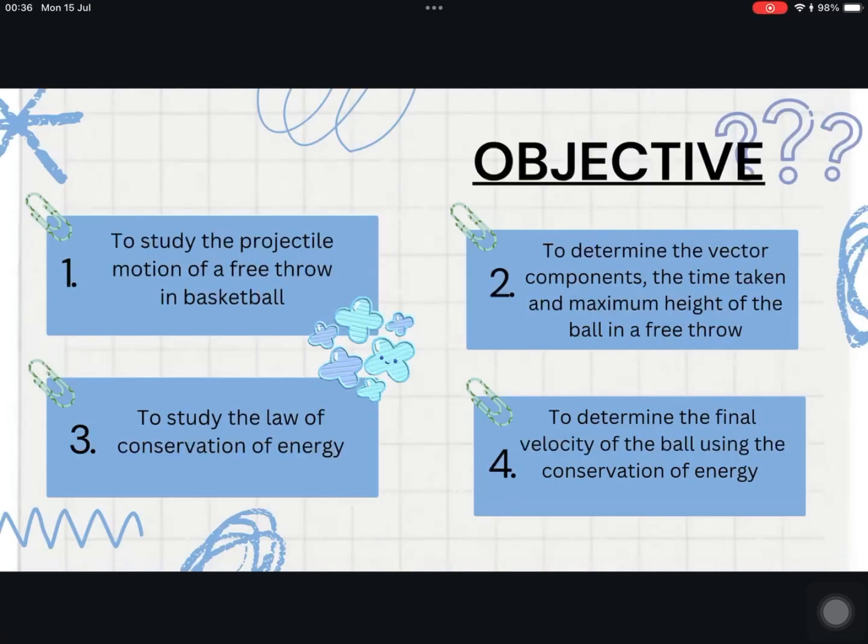So the objective of our assignment is, first, to study the projectile motion of a free throw in basketball. The second objective is to determine the vector components, the time taken, and the maximum height of the ball in a free throw. Objective number 3 is to study the law of conservation of energy, and lastly, to determine the final velocity of the ball using the conservation of energy.